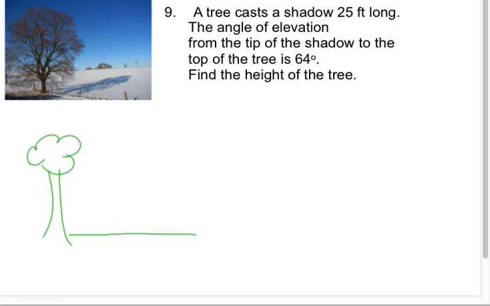Here's my tree, it's casting a shadow, it's 25 feet long. Okay, the angle of elevation from the tip of the shadow to the top of the tree is 64 degrees. So at the tip of the shadow here to the top of the tree is 64 degrees. Find the height of the tree.